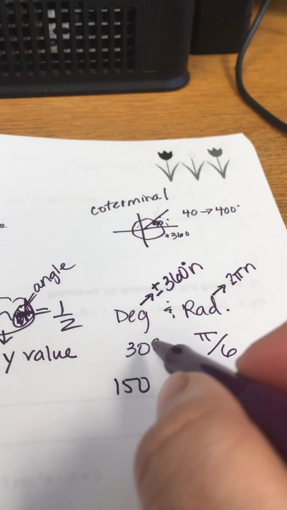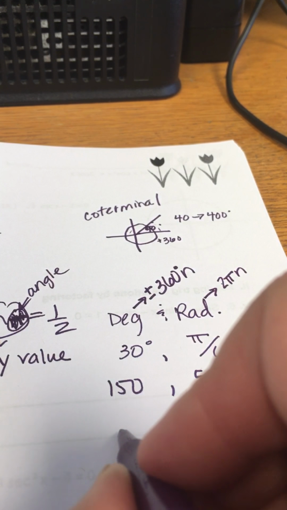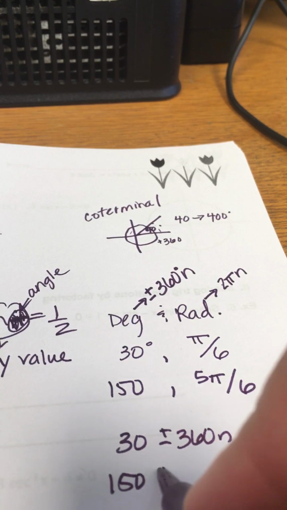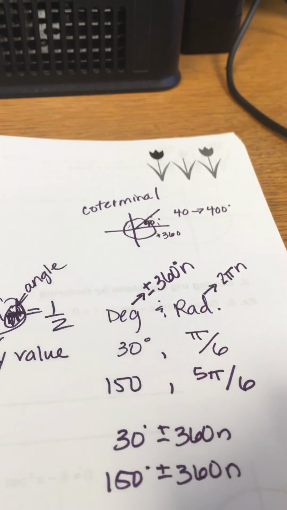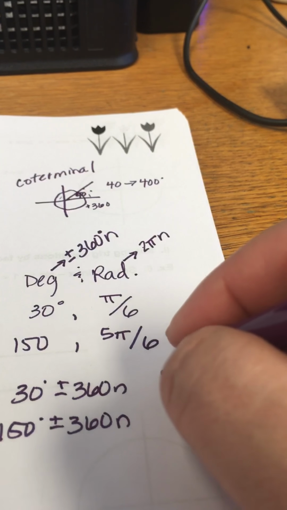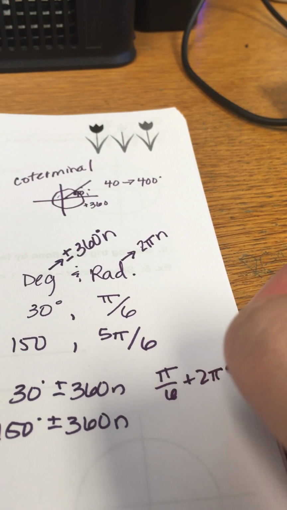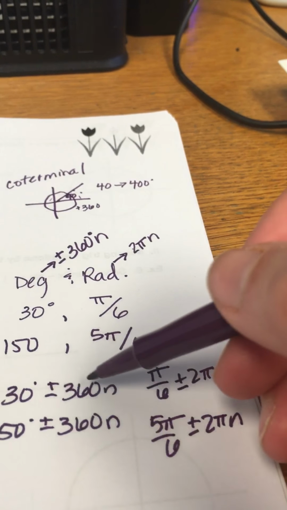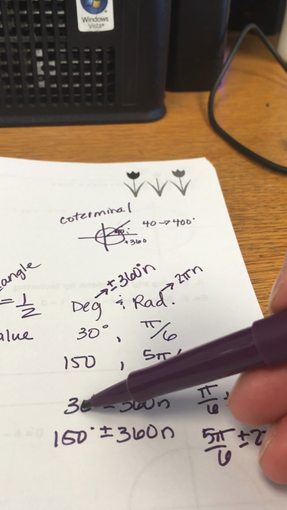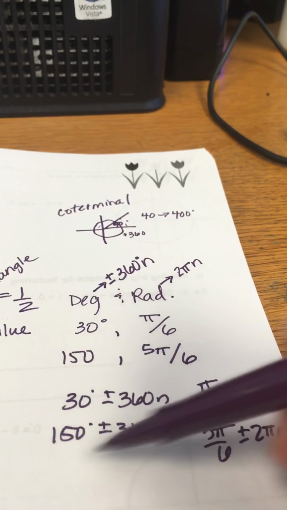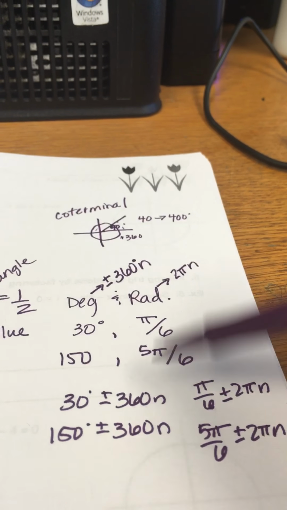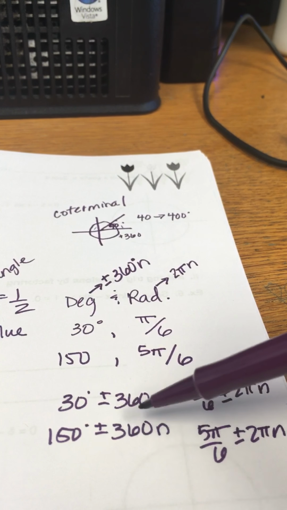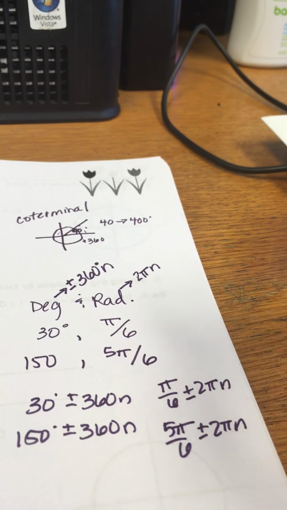So when you do these, it could be 30 plus or minus 360 n, 150 plus or minus 360 n. So this is all degrees. And then pi over 6 plus or minus 2 pi n, and then 5 pi over 6 plus or minus 2 pi n. So this just indicates that it's not one time I hit this angle measure, it's multiple times around the circle. This is just in degrees and this is just in radians. And this won't change. If you give me degrees, it's always going to be plus or minus 360 n. And if it's in radians, it's plus or minus 2 pi n.